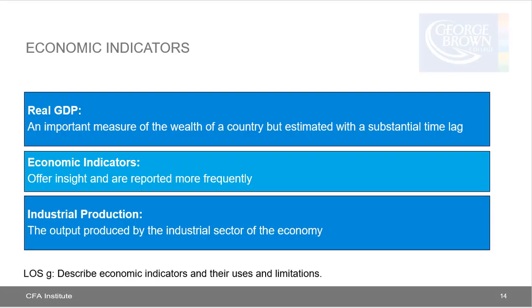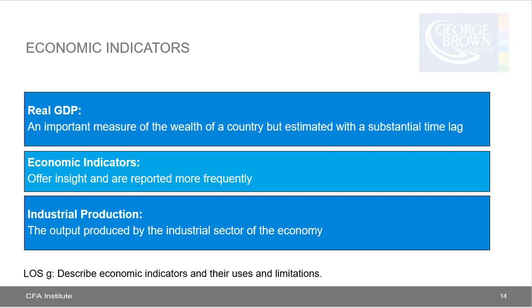Learning outcome statement G is describe economic indicators and their uses and limitations. Real GDP, which is typically estimated quarterly, is an important measure of the wealth of a country, but is estimated with a substantial time lag. Furthermore, estimated and reported GDP are subject to revisions over time as more data becomes available. The revisions can occur well over a year after the original report date.